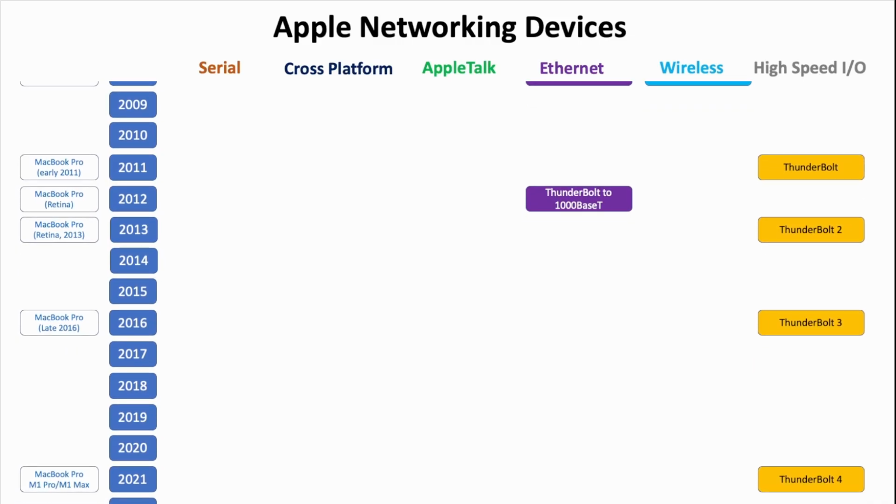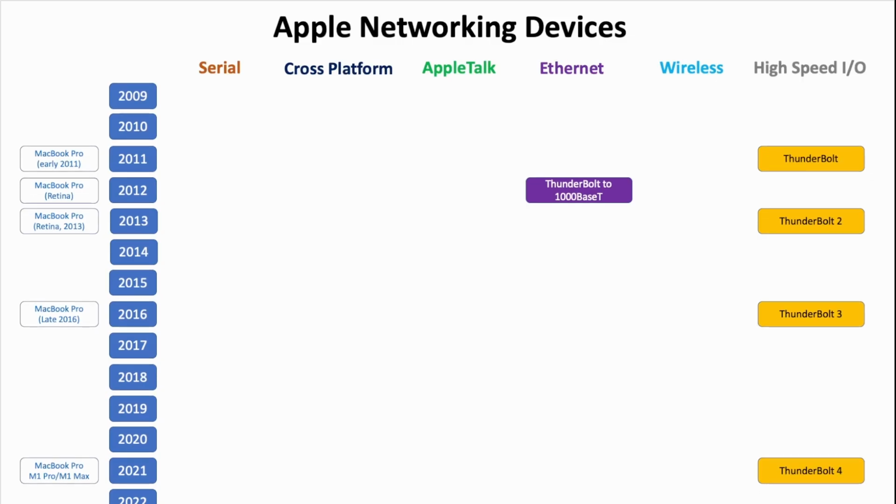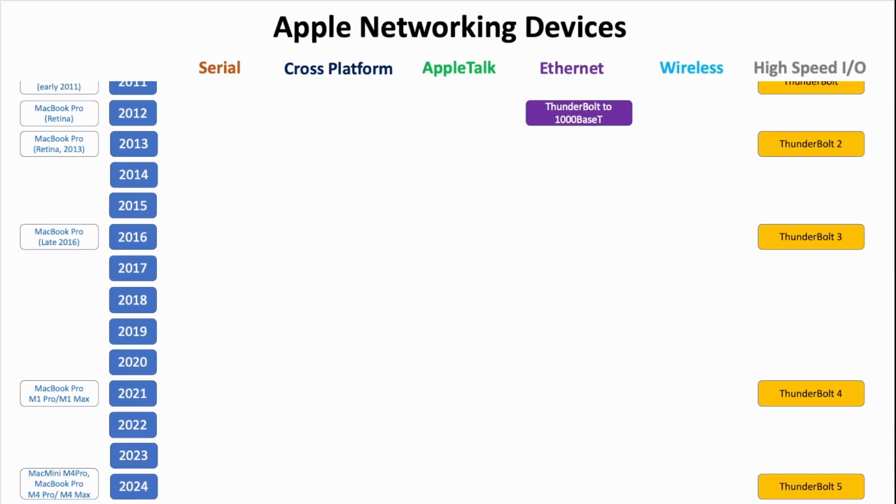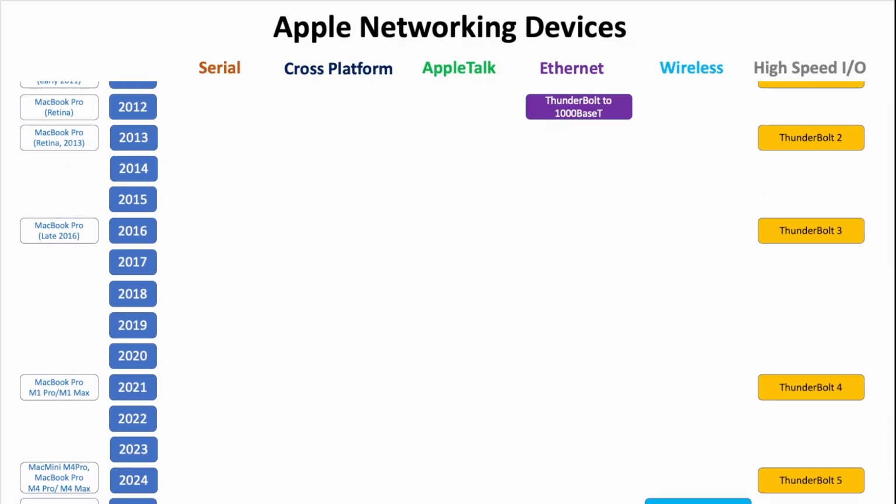Fast forward to 2021, and alongside the MacBook Pro M1 Pro or M1 Max editions, we see Thunderbolt 4, which was actually built in to the M1 chip. And getting very much closer to current day, in 2024, the M4 Pro and M4 Max chips included support for Thunderbolt 5. Again, still capable of networking at very fast speeds.